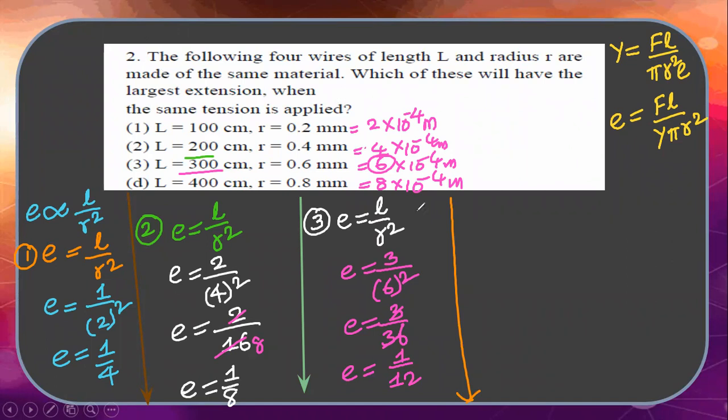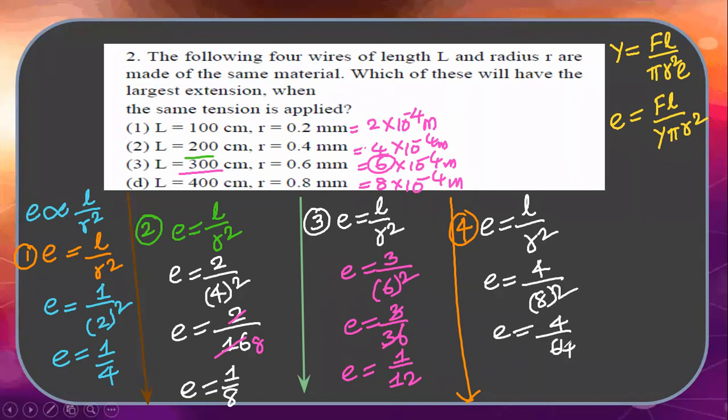This is the way we have to check all the 4 options. Fourth one, when we take E is equal to L divided by R square, then what is L? L is taken as 4, divided by R square, R square is 8 whole square. Then E is equal to 4 divided by 64. Therefore, E is equal to 1 by 16.